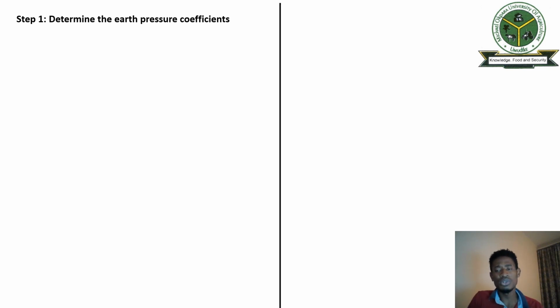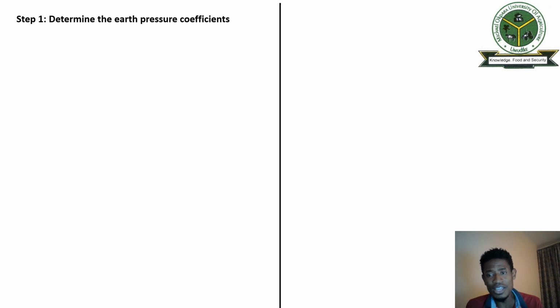Then how do we go with solving this problem? The first thing we will do is determine the earth pressure coefficient. And I taught you in class before now that earth pressure coefficient can be determined using the Rankine method or using Coulomb's method. When you use the Rankine method, you don't consider the friction between the wall and the soil. So you assume that the wall is frictionless.